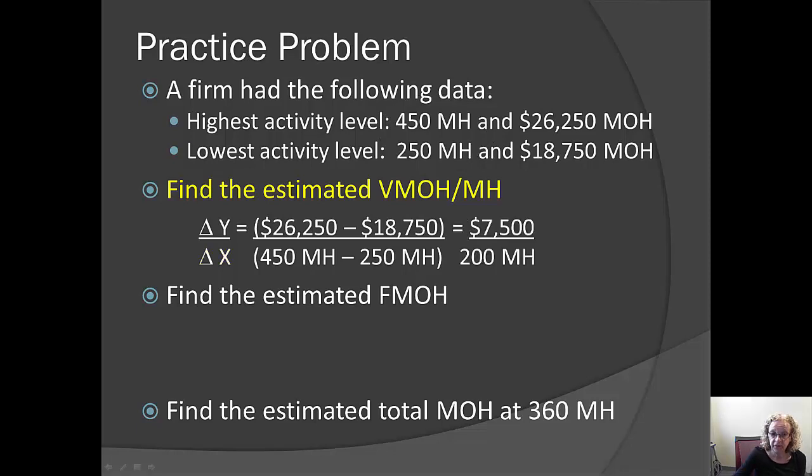Then we can divide the difference in machine hours into the difference in cost, and that tells us that we estimate the variable cost per machine hour to be $37.50. Your next job is to determine the estimated fixed overhead for this firm.